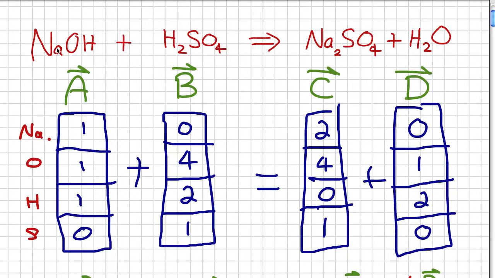So there's one sodium atom here, there's one oxygen atom here, and there's one hydrogen atom here. There are no sulfur atoms. Over here, there are no sodium. This is the sodium row. There are no sodium. There are 4 oxygen. There are 2 hydrogen right here, and there's 1 sulfur. So you get the idea. 2 sodium, 4 oxygen, 0 hydrogen, 1 sulfur, 0 sodium, 1 oxygen, 2 hydrogen, 0 sulfur. So that's not too complicated.